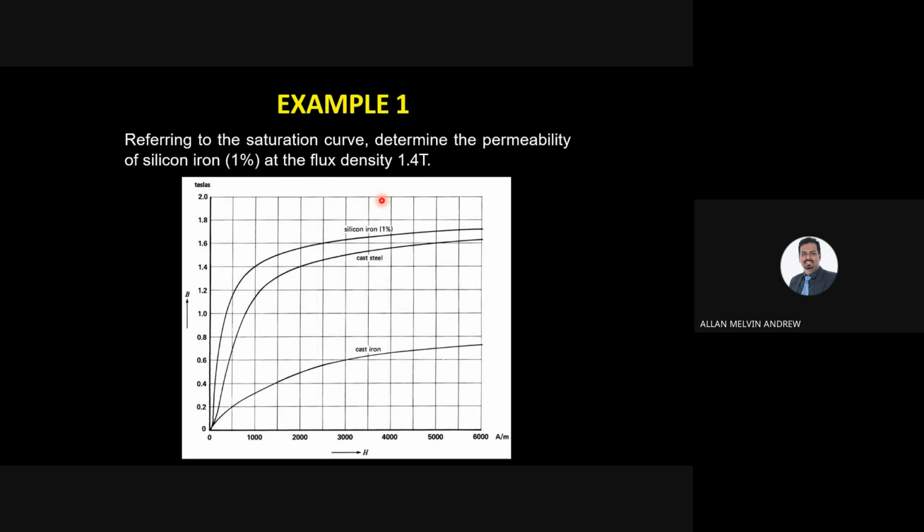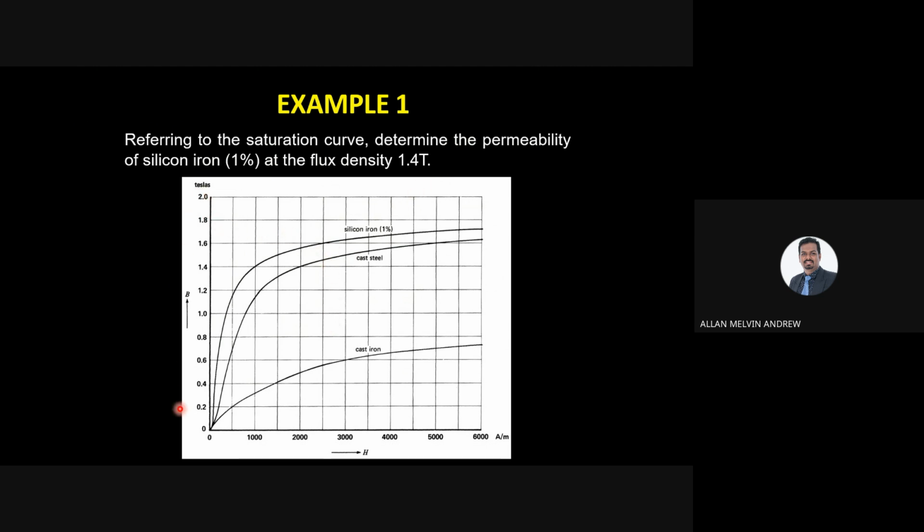Okay, we will see one example. Referring to the saturation curve, this is the saturation curve we have seen earlier. Determine the permeability of silicon iron 1%. Silicon iron 1% is on the top curve. We want to find the permeability of the silicon iron at flux density 1.4 T.